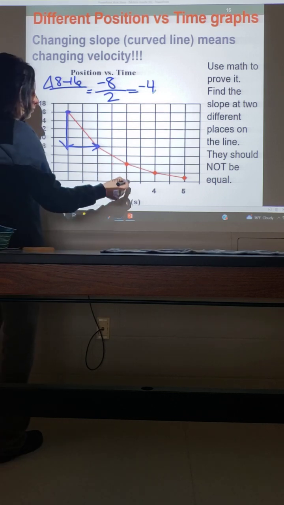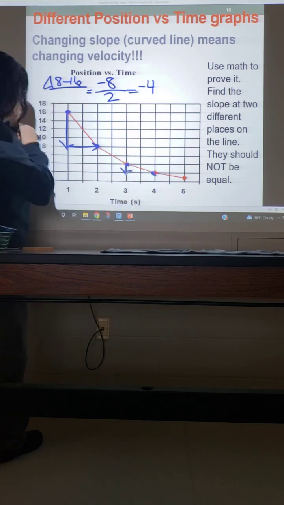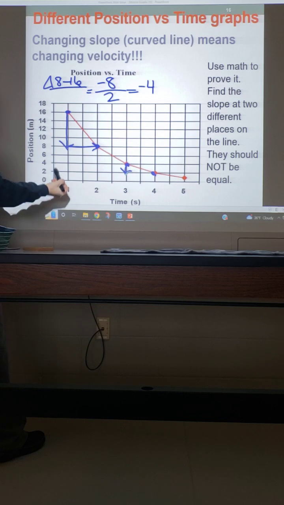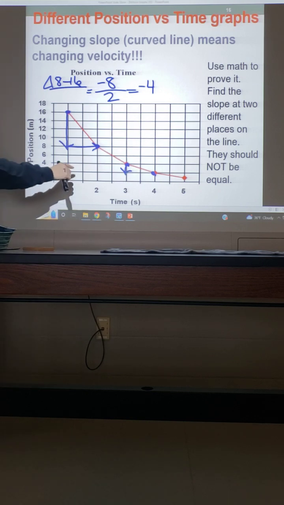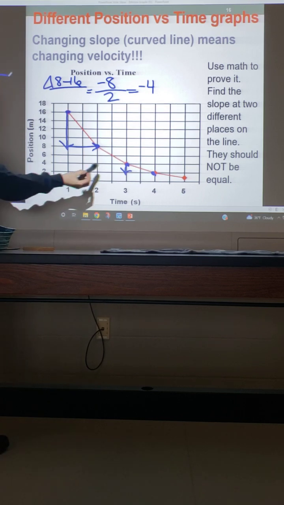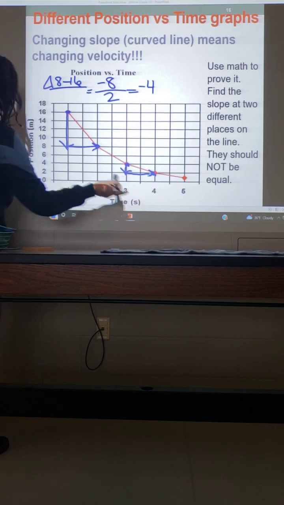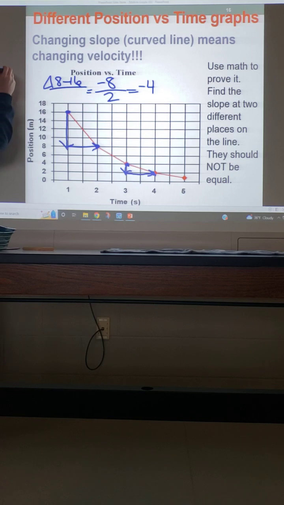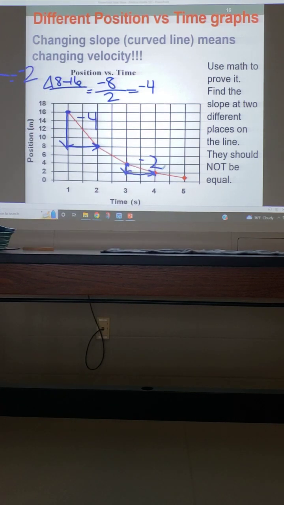All right, now I'm gonna go across here and here. Here I went a change of 4 to 2, right, a change of -2. And then I went from 3 to 3.5 to 4, so a change of 1. And so that slope is -2. So this was -4, and this was -2. Those are definitely different. 4 is not 2.